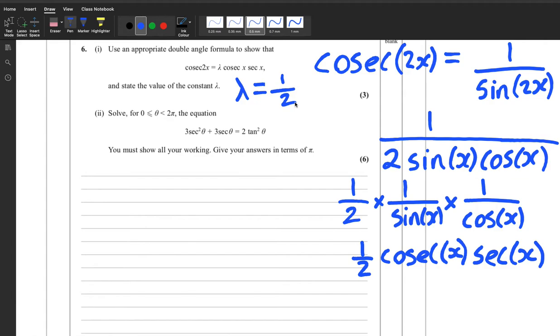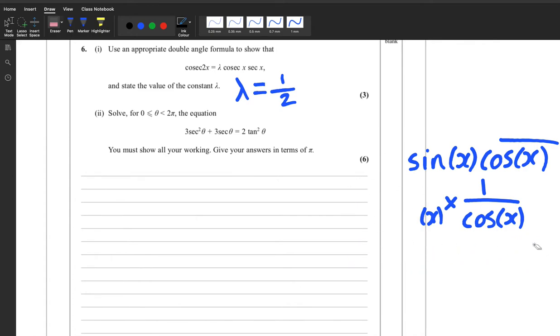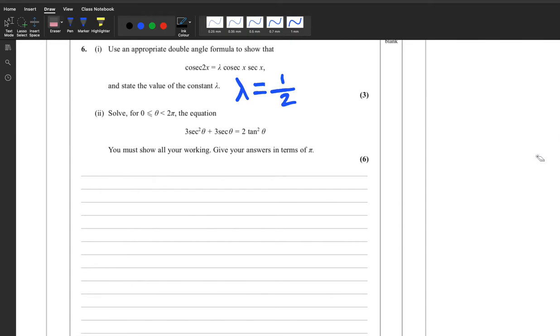Okay. Let's just get rid of this so that we can do the second part. All right, the second part is saying solve for the range theta in between 0 and 2 pi, 3 sec squared theta plus 3 sec theta equals 2 tan squared theta. All right, first problem. We've got sec and we've got tan. Let's choose to work with one.